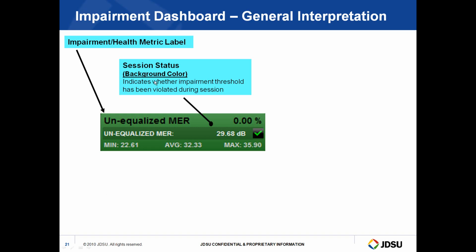If a packet violates that threshold, meaning it's a bad packet, then this background will turn red for this button and stay red for the remainder of the session, with the exception of code word errors, which will toggle between red and green depending on whether the overall code word error rate for the session is above or below the threshold set by the admin.